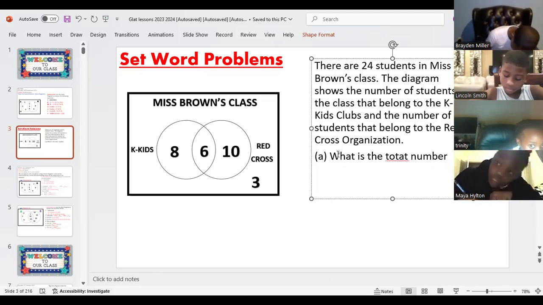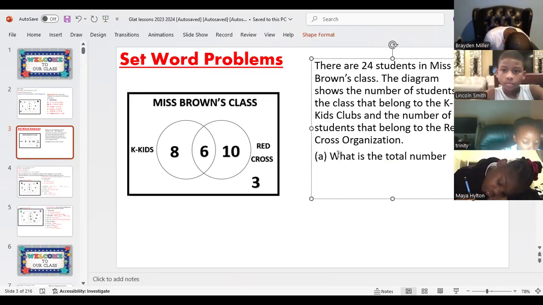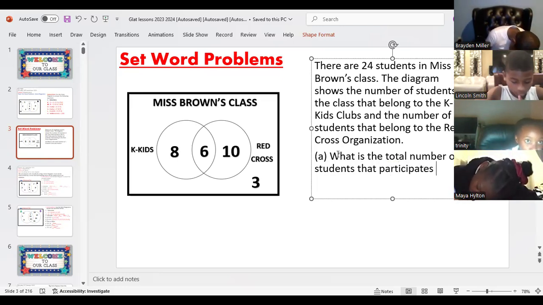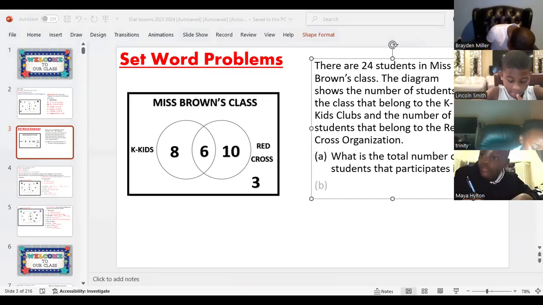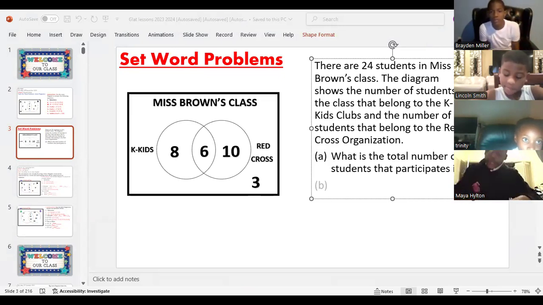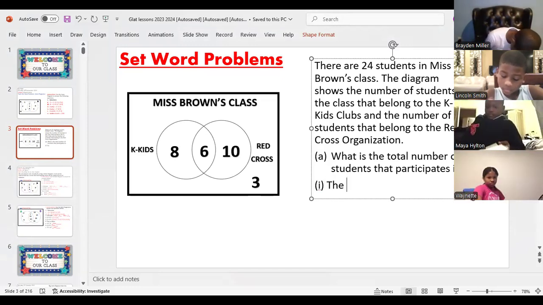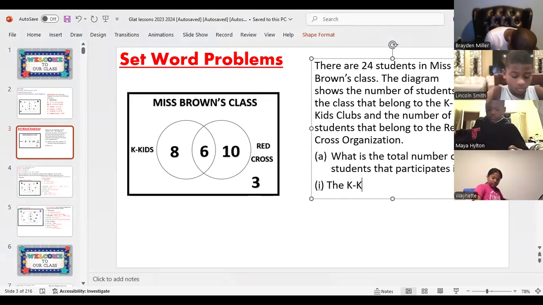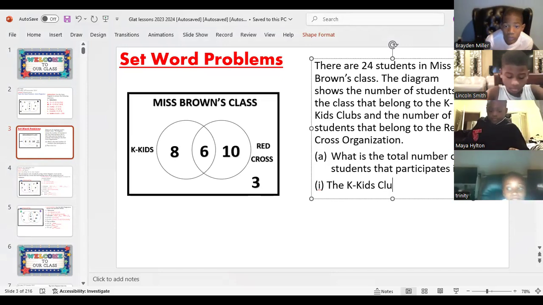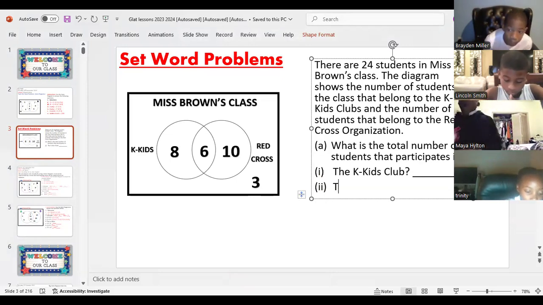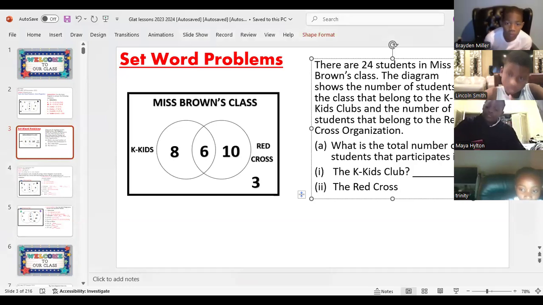So, what is the total number of students that participate in the first one, the K Kids Club, the Red Cross organization?